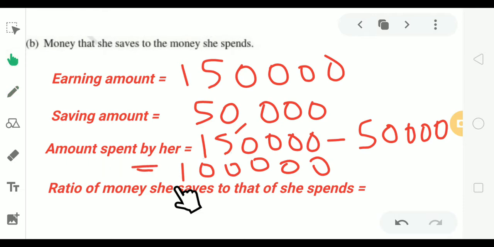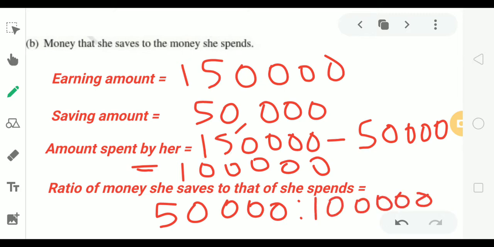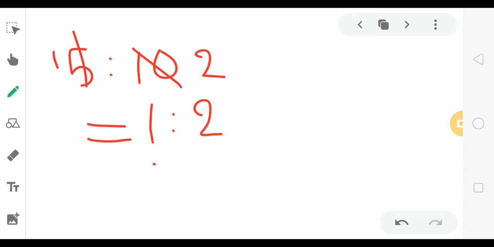So now we have to write the ratio she saves to that of she spends. So saving amount is 50,000. So the ratio 50,000 is to spending amount, 1 lakh. 1, 2, 3, 4, 5 zeros. Now common number of zeros we can cut. So 4 zeros cut. So we get 5 is to 10. 5 is to 10 we can still reduce. 5 in 5, 1 time, 5 in 10, 2 times. So the ratio will be 1 is to 2.